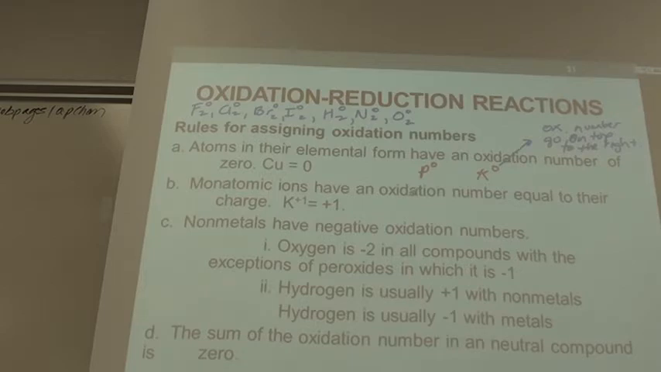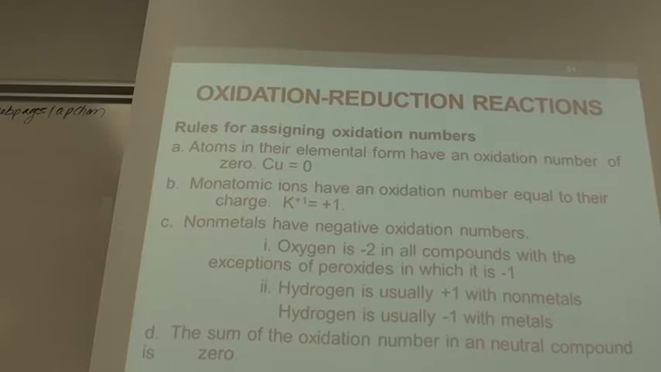Monoatomic ions have an oxidation number equal to their charge. Potassium has a charge of +1, so its oxidation number is +1. Fill in that blank, and then I'm moving on back to the next slide so I can draw a picture. You need to draw a picture as well.